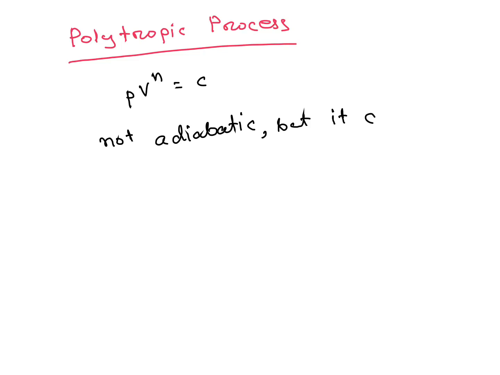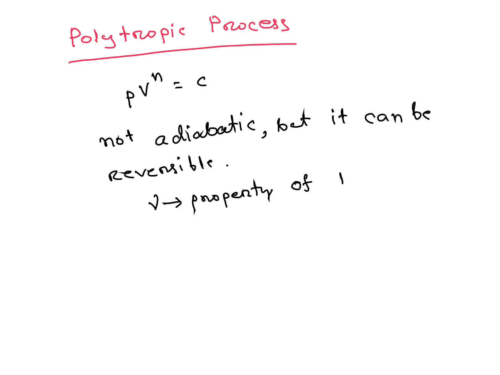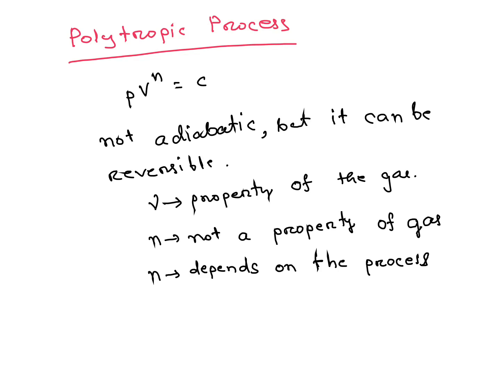But it can be reversible. And one more thing is important. Gamma is specific heat ratio, a property of the gas, but n is not a property of the gas. It depends on the process. One more thing is important here.